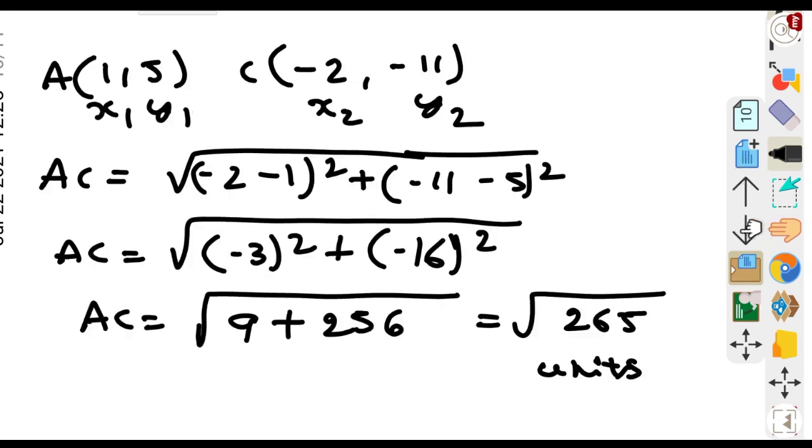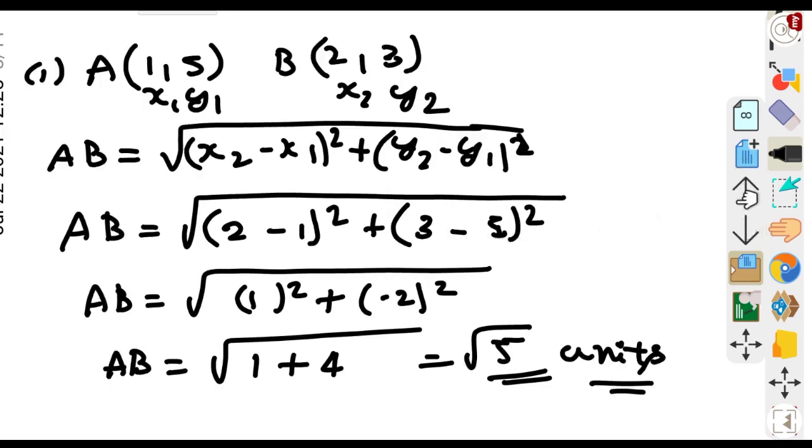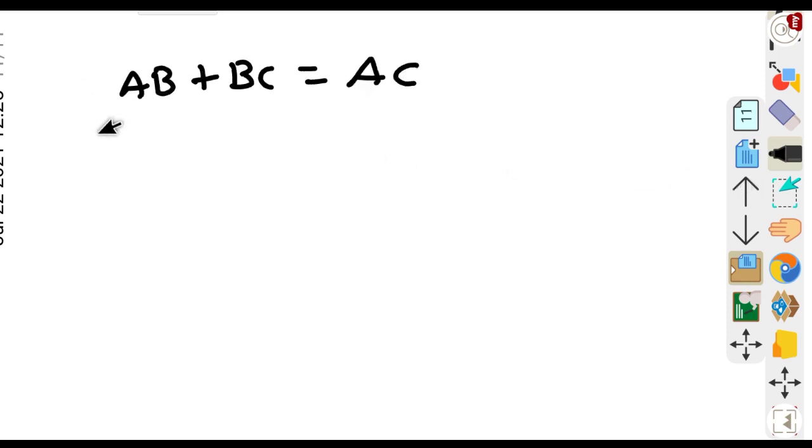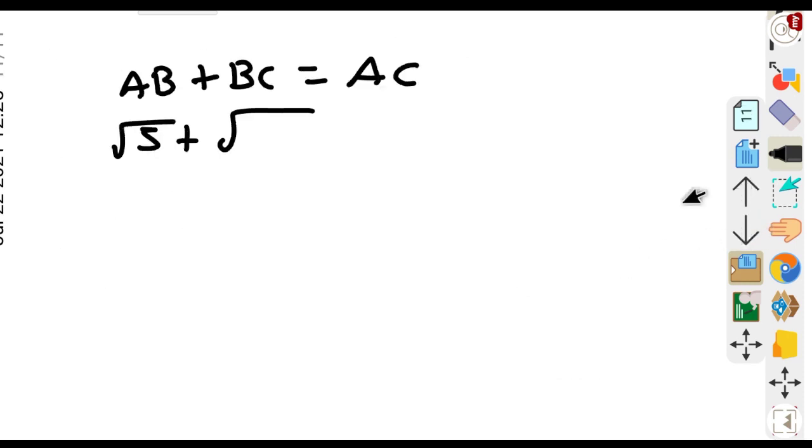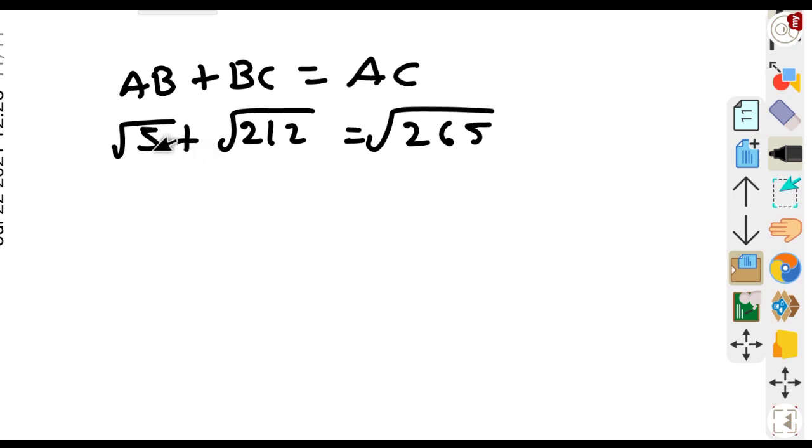Now what is the answer for AB that we got? The answer for AB is root 5. Okay, so root 5 plus, what is the answer for BC? The BC is root 212. Equals AC, whose answer is root 265. Correct? Now here, whenever you are adding surds, the order and the radicand should be the same, but here the orders are the same, but the radicand is different, so therefore we can't add this.